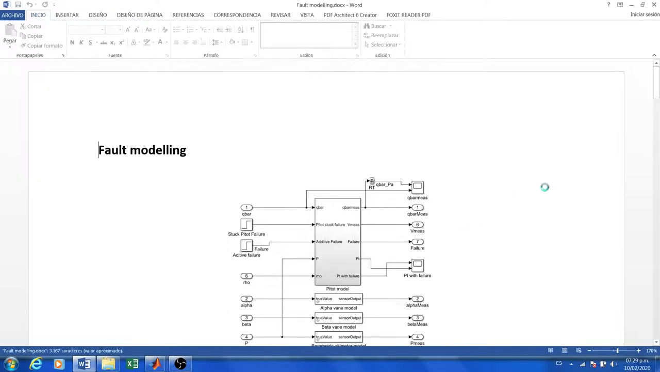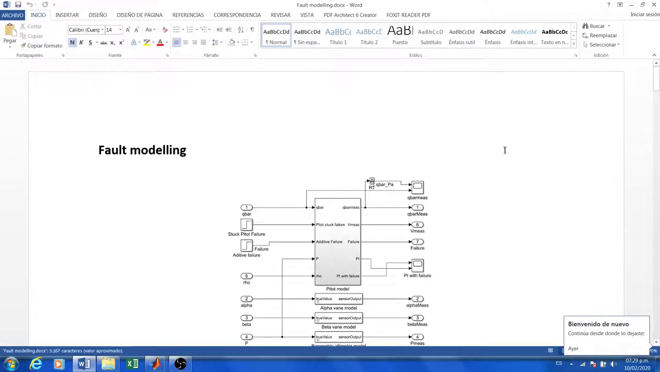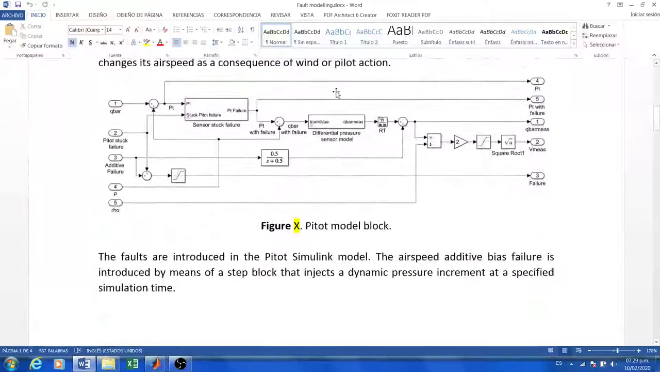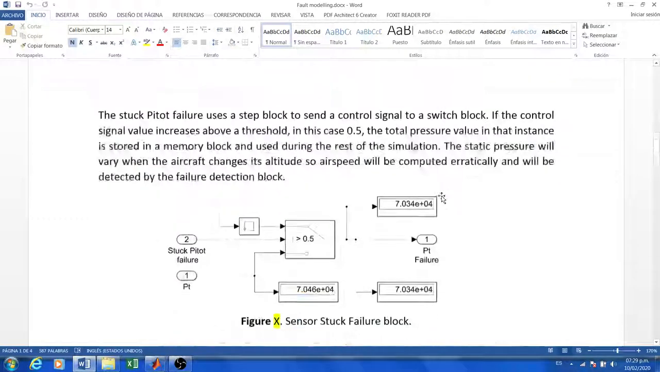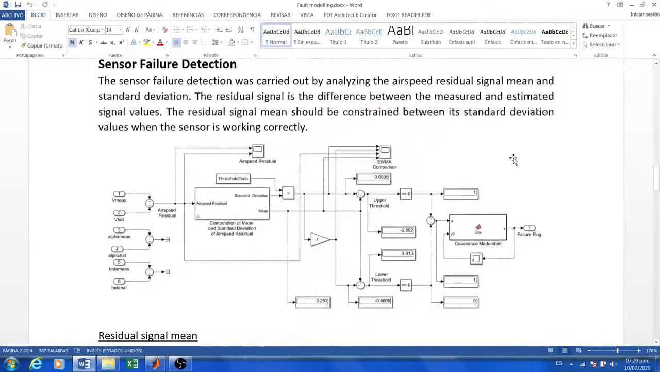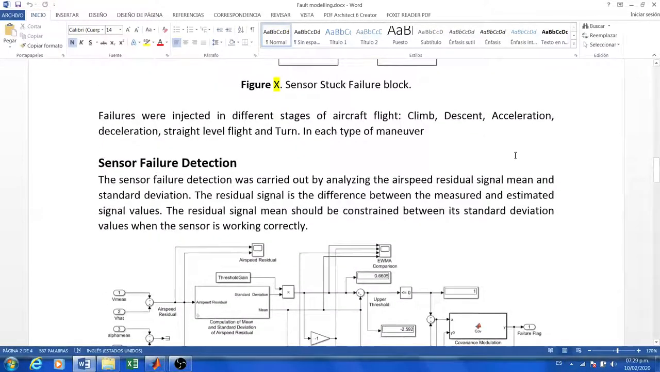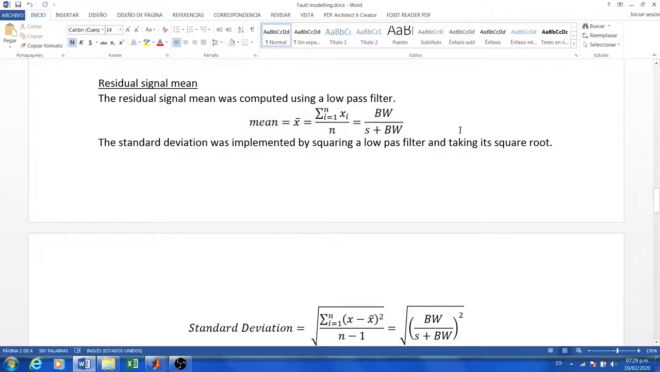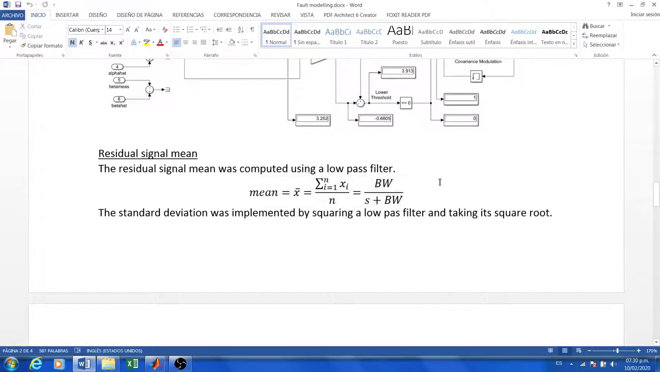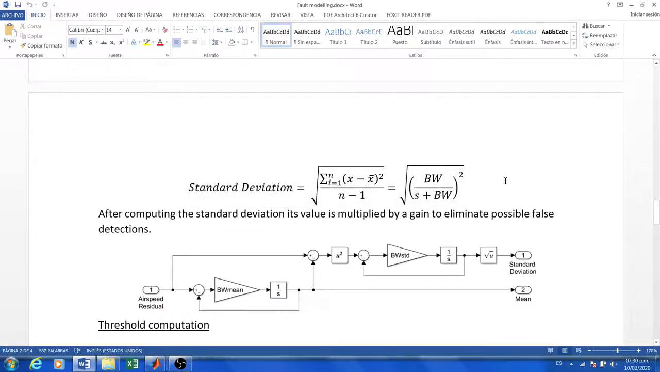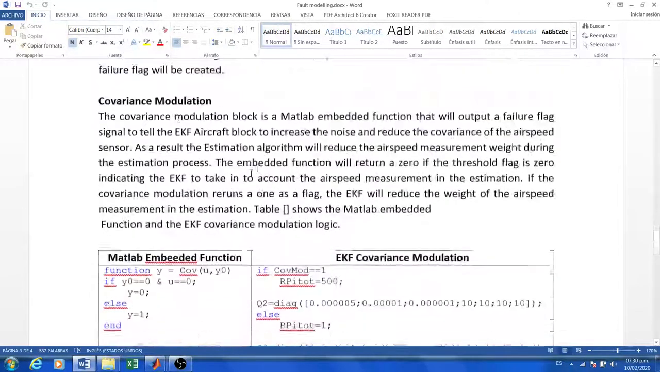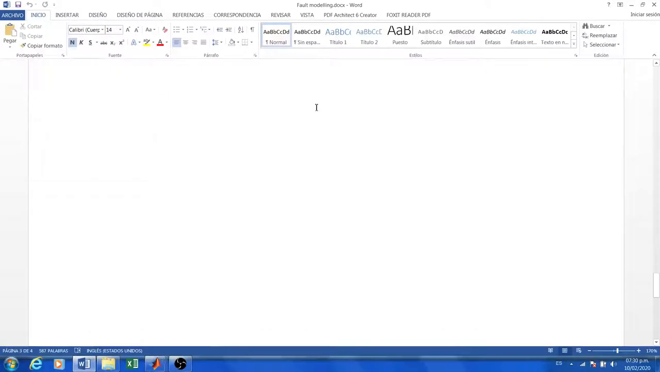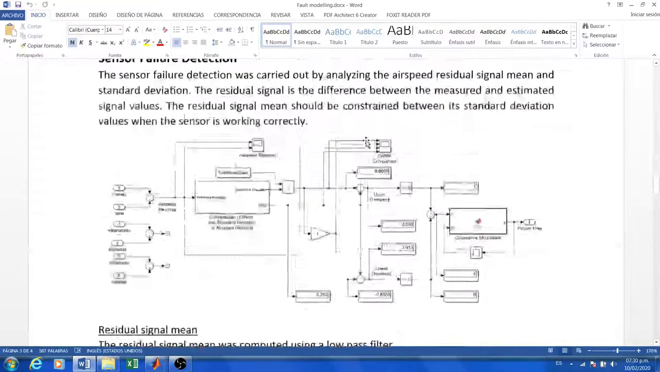But here I'm explaining what I tell you in these two videos, explaining the important parts first: fault modeling. See, I'm explaining the PTOT model block, how it works, the sensor stuck failure block, the residual signal mean, sensor failure detection, how it works, the equations, how we compute it. I just show you the block diagrams. These are the equations we use, the threshold computation, covariance modulation, explaining the scripts, how they work. So this is just a first draft and I have to improve it. It won't be ready for tomorrow or Wednesday.